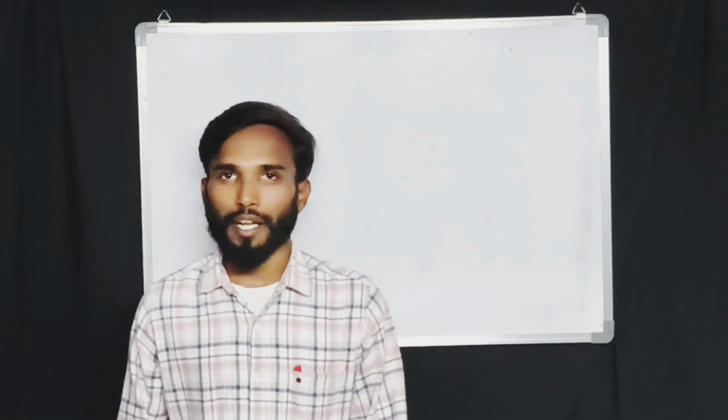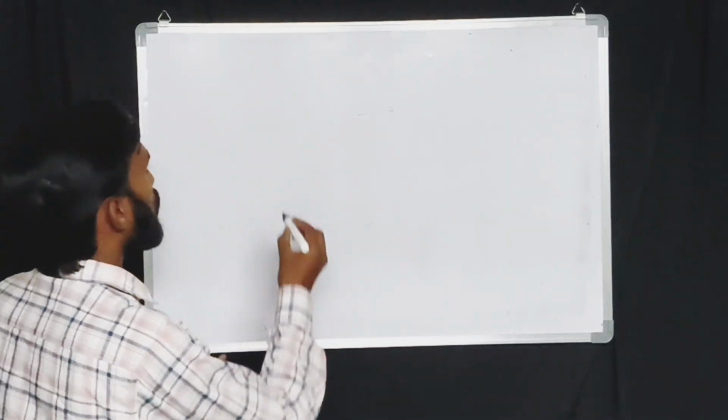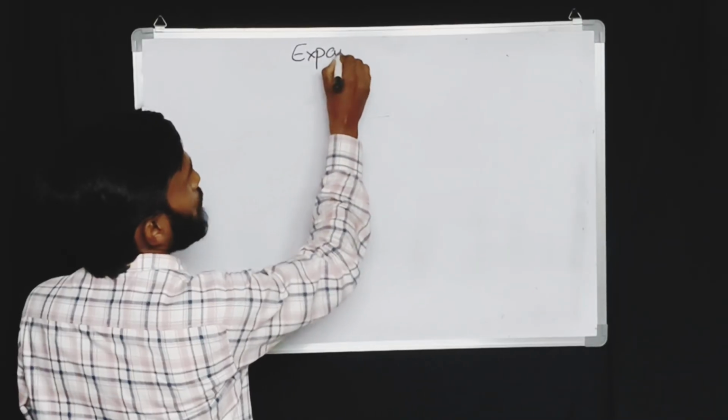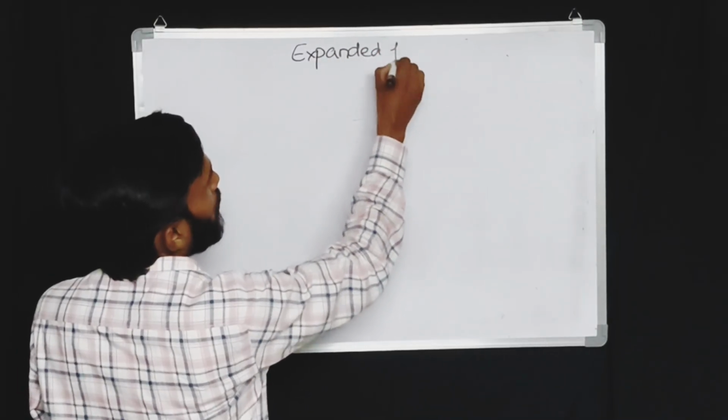As you know, we completed the place value system in the previous video. Today we are going to learn the expanded form of numbers. So, what is expanded form? Expanded form is nothing but breaking a number down according to its place values and showing the value of each digit in the number. Today's topic is expanded form.